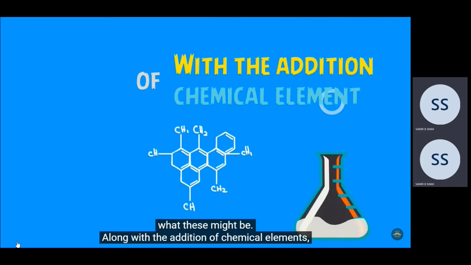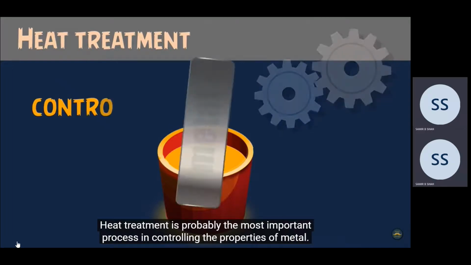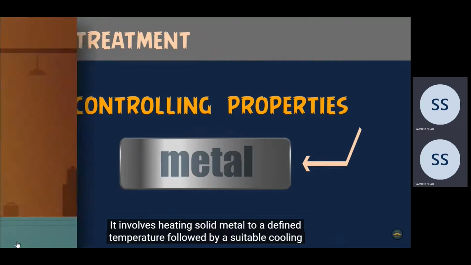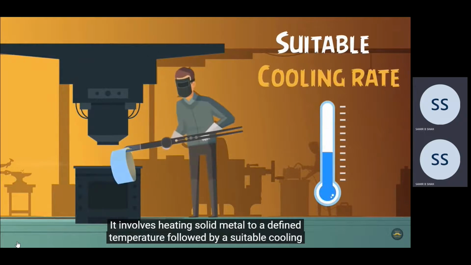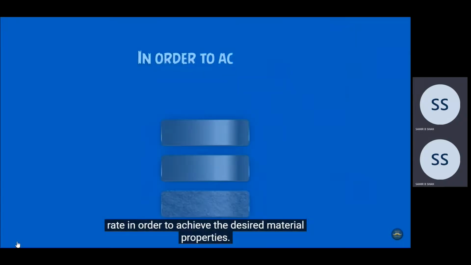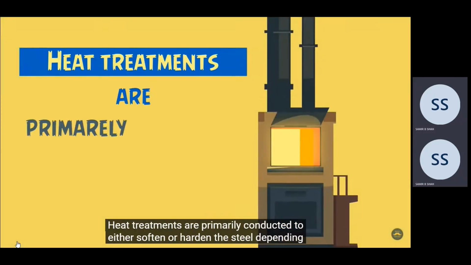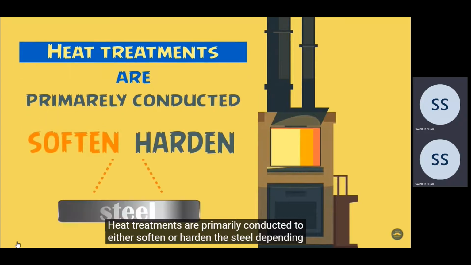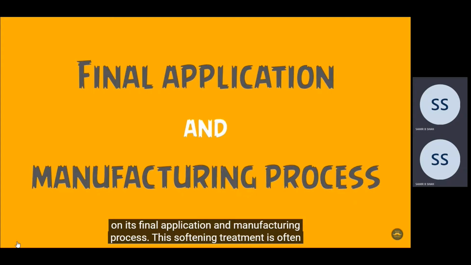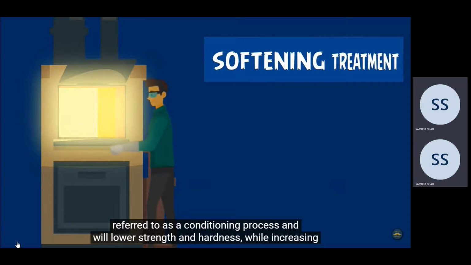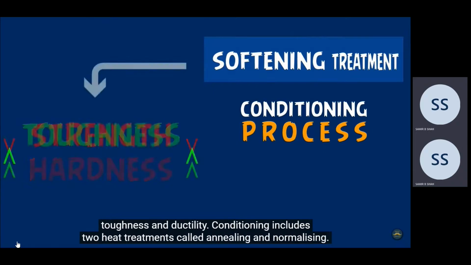Along with the addition of chemical elements, heat treatment is probably the most important process in controlling the properties of metal. It involves heating solid metal to a defined temperature, followed by a suitable cooling rate in order to achieve the desired material properties. Heat treatments are primarily conducted to either soften or harden the steel, depending on its final application and manufacturing process. This softening treatment is often referred to as a conditioning process and will lower strength and hardness while increasing toughness and ductility.